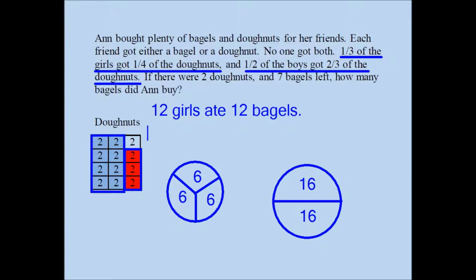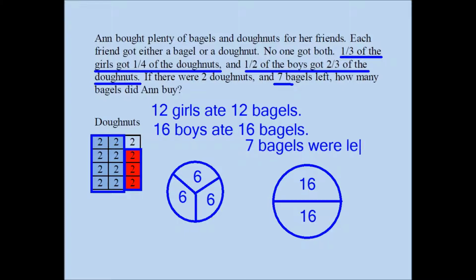So we can say 16 boys ate 16 bagels. And there were 7 bagels left. So we need to add those bagels. 7 bagels were left. If you add these all up, 12, 16, and 7, you're going to get 35 bagels.